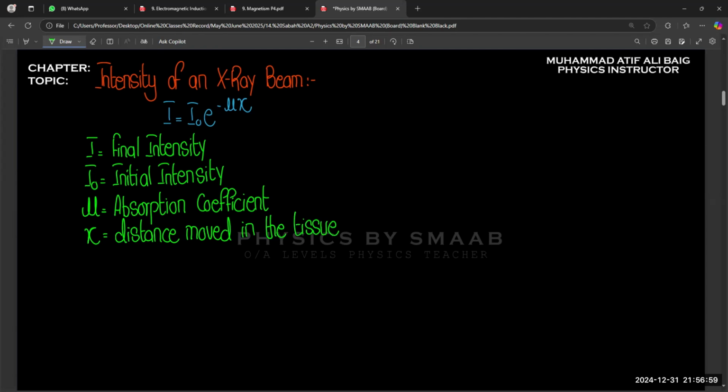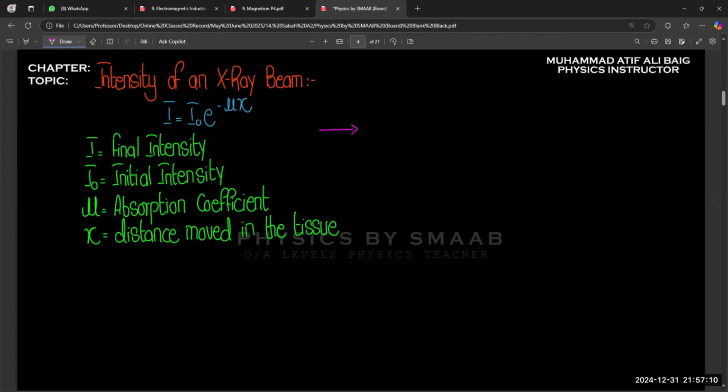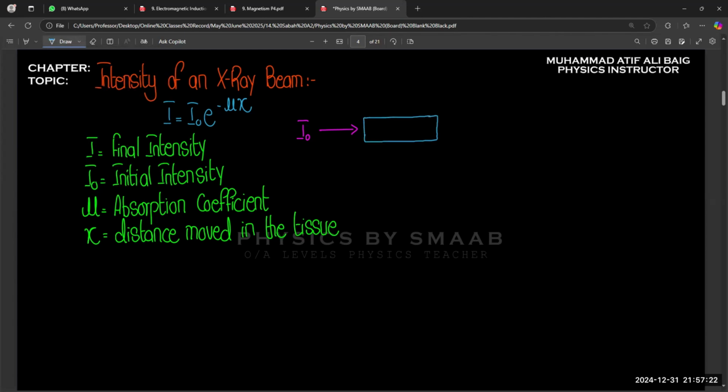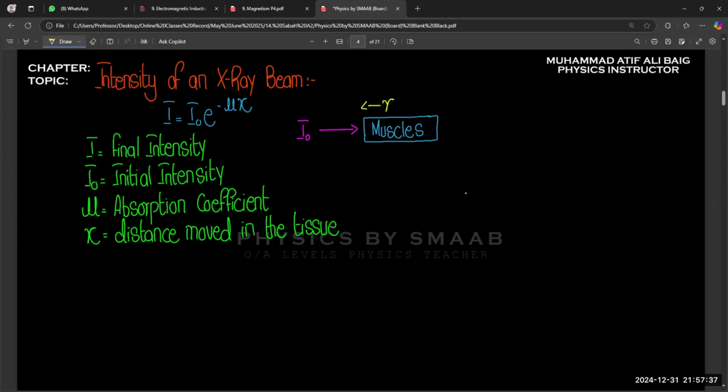Normally, if we consider a muscle, what happens when the initial intensity of the X-ray is moving towards it? The initial intensity is moving, and then we have a muscle. Let's suppose this is the length of the muscle through which the X-rays are passing. This is equal to x, and the final intensity after passing through the muscle is I.